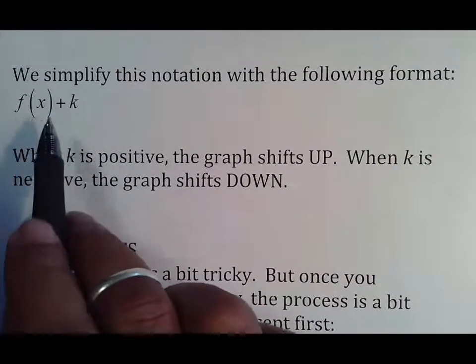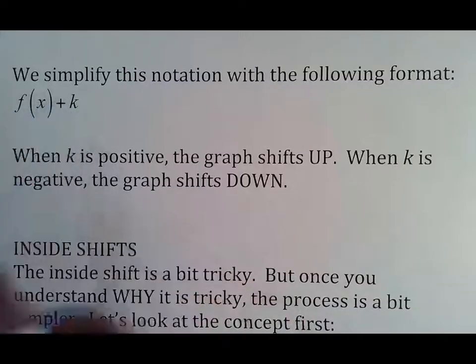Notice that the k is outside of the parentheses, and so whenever it's positive, it moves up. Whenever it's negative, it moves down.